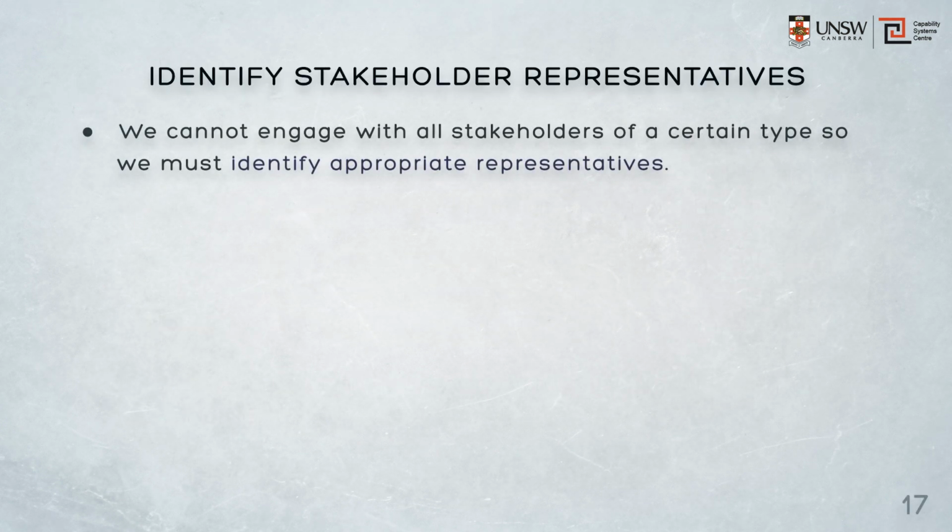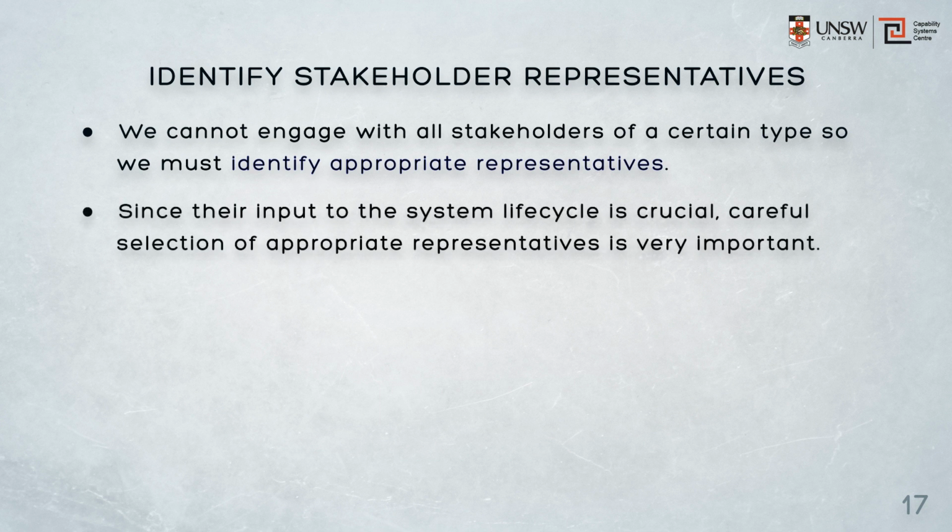We can't possibly engage with all stakeholders of a certain type because we don't have the time, and we'll be at the mercy of such a large number of opinions. We must therefore identify appropriate representatives who can speak on behalf of that stakeholder community. It's from these representatives that we elicit requirements and from whom we seek input necessary for requirements analysis and negotiation. Since their input to the system lifecycle is crucial, careful selection of appropriate representatives is very important.